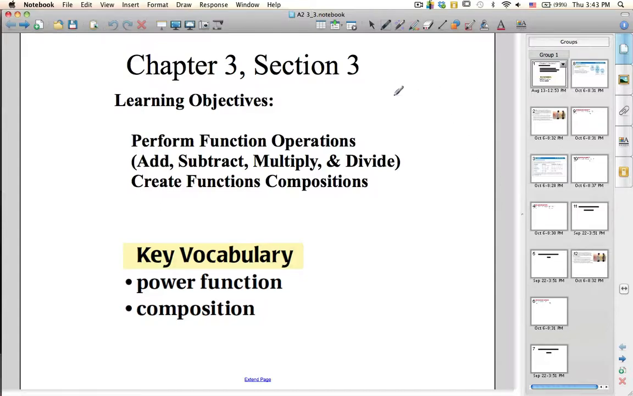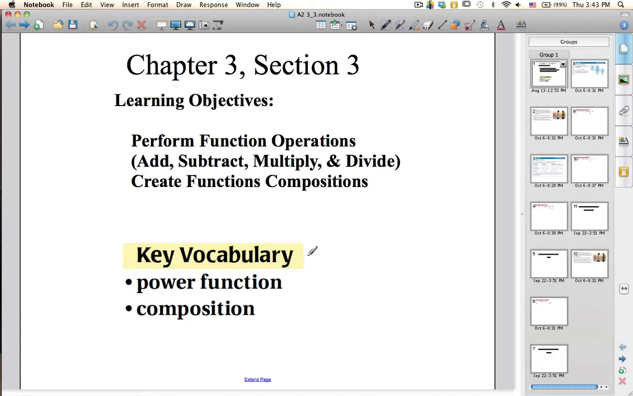So here in section 3, we're going to work on performing function operations. These are really familiar to you already. We're going to add, subtract, multiply, and divide polynomials. You've already done that in a number of different sections of both Algebra 1 and Algebra 2, so that's completely review. But then we're going to work with making function compositions, and that's going to be a little bit different, but it's also very, very simple to accomplish.